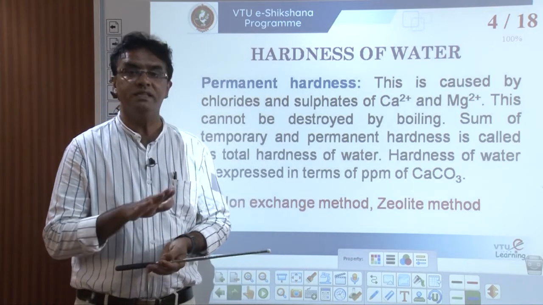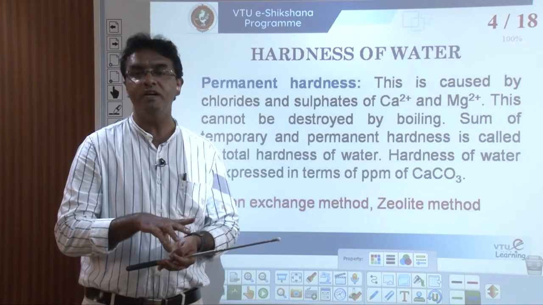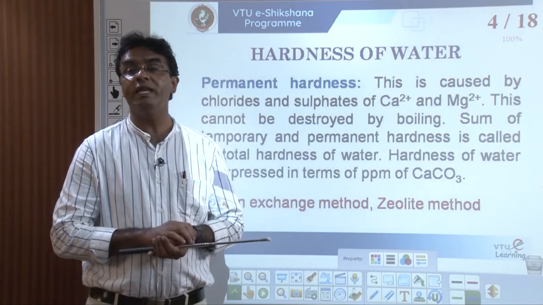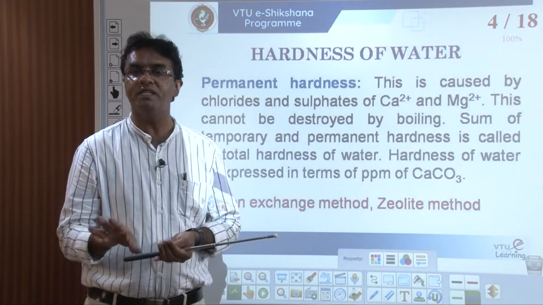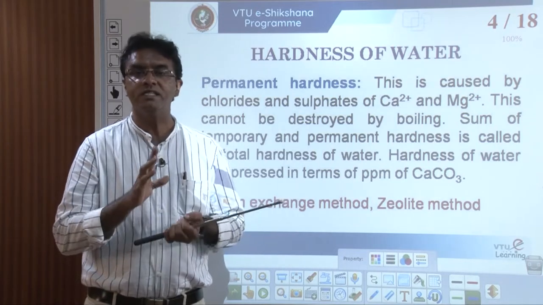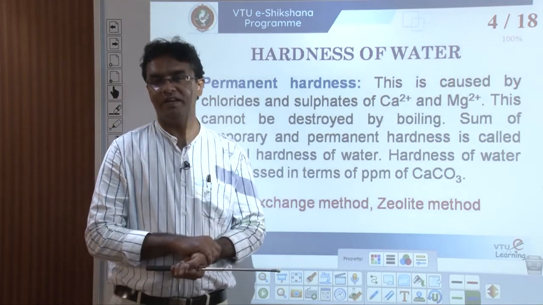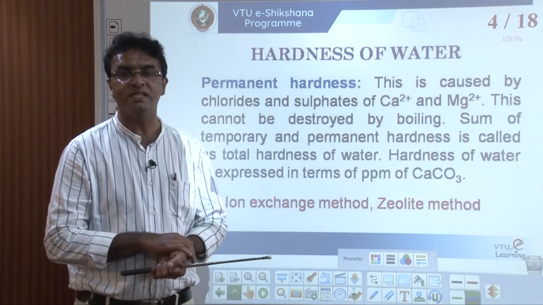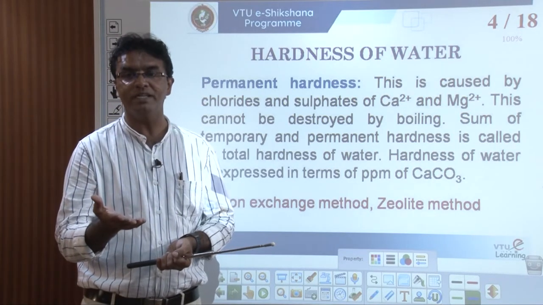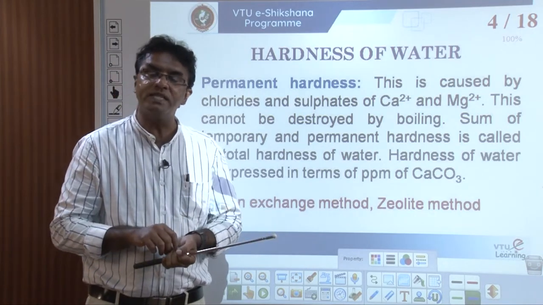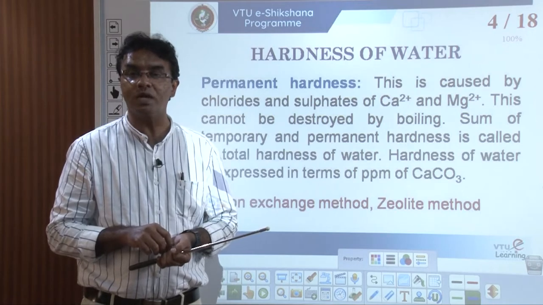The reason is, these salts, chlorides of calcium and magnesium, sulfates of calcium and magnesium, cannot be removed from water by any simple physical process. We have to go for certain particular chemical methods only. That's the reason this kind of hardness is called permanent hardness. And permanent hardness is caused by what? Chlorides and sulfates of calcium and magnesium. So therefore, whenever any water sample contains chlorides and sulfates of calcium and magnesium, we remove those compounds.